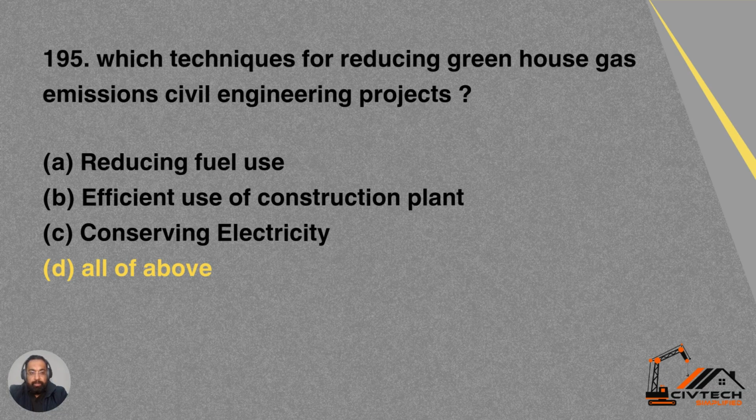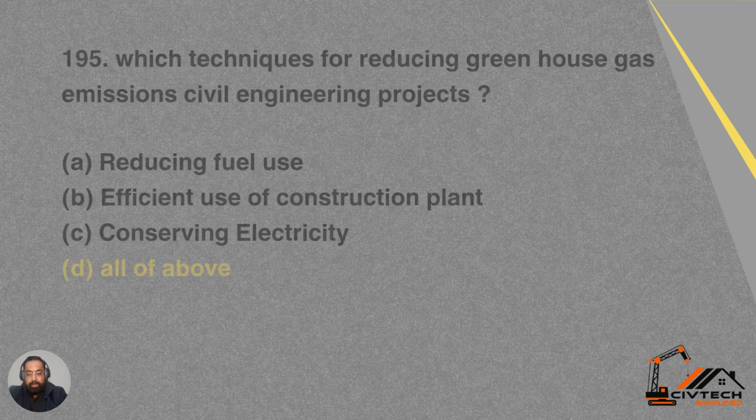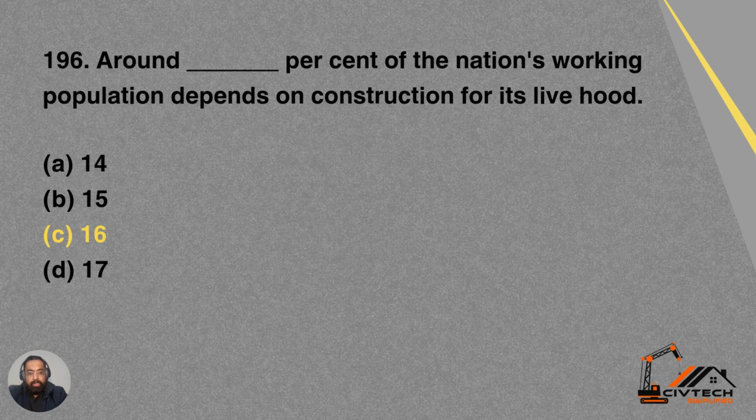195. Which techniques for reducing greenhouse gas emissions in civil engineering projects are adopted? Option A, reducing fuel use. Option B, efficient use of construction plant. Option C, conserving electricity. Option D, all of the above. So D is the correct option. All these techniques are considered for reducing the greenhouse gas emissions.